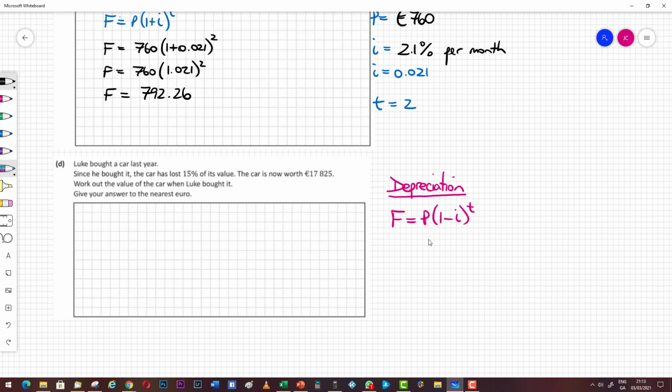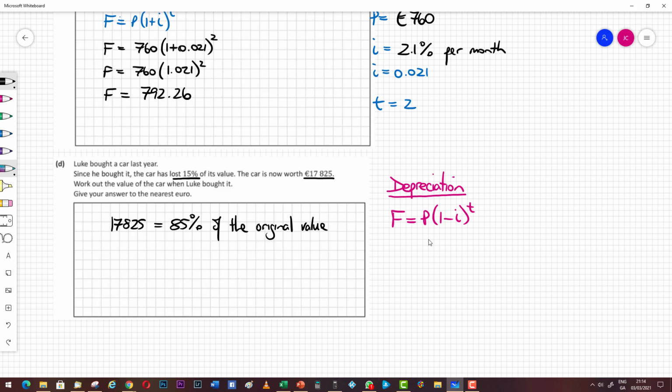So Luke bought a car last year. Since he bought it, the car lost 15% of its value. It's now worth $17,825. So work out the value of the car when Luke bought it. Now, it lost 15% of its value, but we don't know what that original value is. So what I would do in this question is I would say that the 17,825 is 85% of the original value. That's the way that I would do the question.